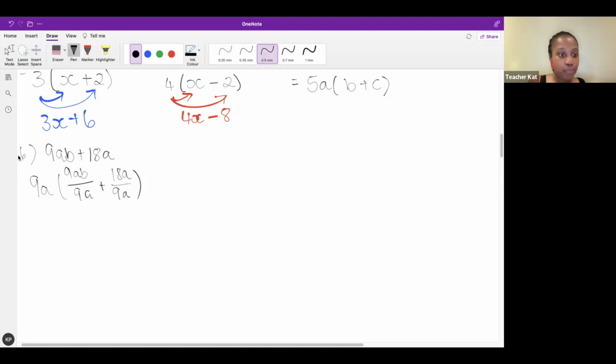Okay, first one, 9a and 9a. What's going to happen to the whole 9a? I have a 9a at the top and a 9a at the bottom. So I can divide them into one another, cancel them out. Now with the second one, my a's I know will cancel, but I have a 9 and an 18. What is 18 divided by 9? It is a 2. I know here what I have left over is a 2, but on my first term, what do I have left over? A b. So it's b plus 2.